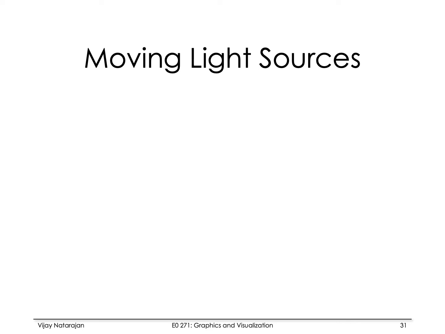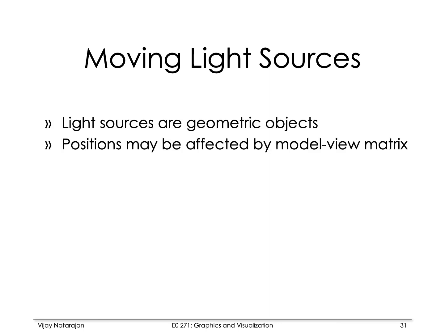So note that the light computation is heavily dependent on vectors, and the light calculation happens within the vertex processing stage of the graphics pipeline. So the lights are geometric objects, and their positions are surely affected by your model matrix, the model view matrix. So you need to be careful about when you specify the light source.